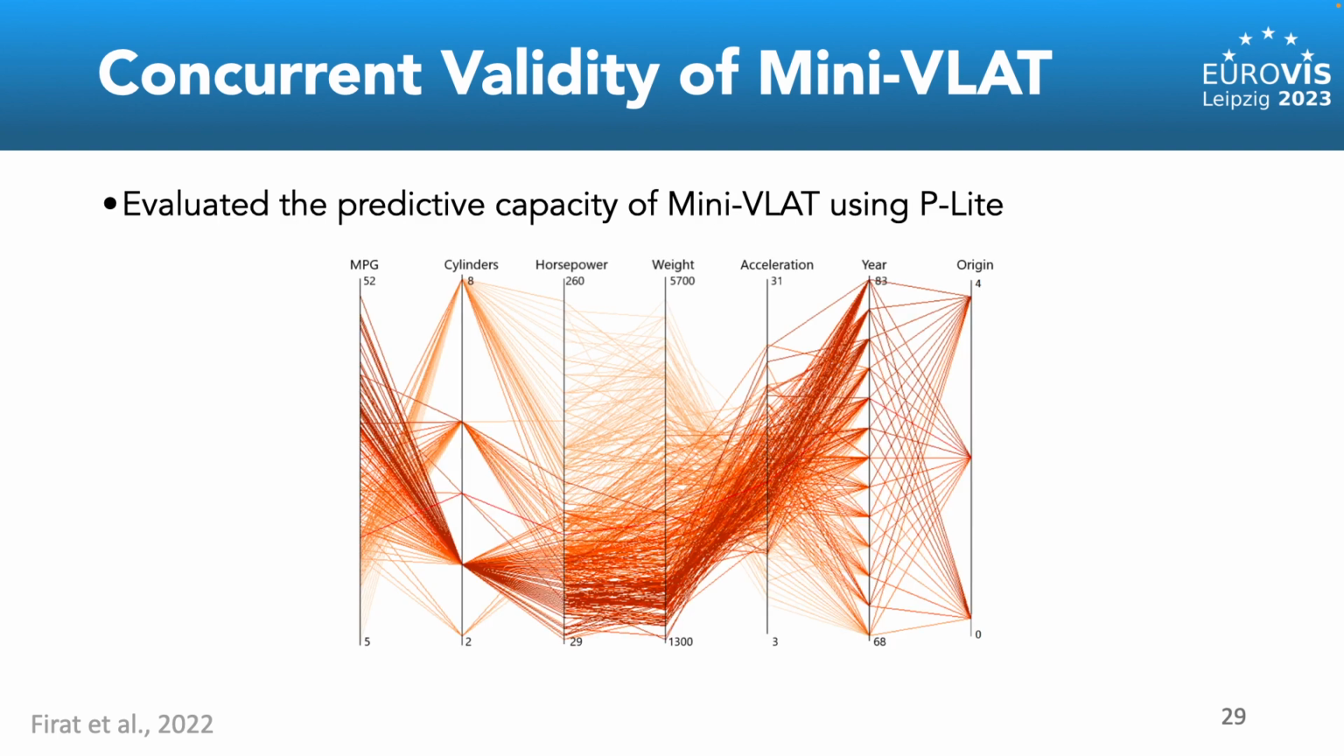Finally, we validated whether Mini-VLAT sufficiently measures someone's ability to read and understand visualization, and a widely accepted approach is concurrent validity, which involves evaluating the predictive capacity of a test score against an independent assessment. So for this, we used P-Light, which was developed by Firat et al., and it measures individuals' ability to read and interpret polar coordinate plots. So we looked at the correlation between the Mini-VLAT scores and the user's ability to read and understand unfamiliar visualization, and in this case, it is polar coordinate plot.